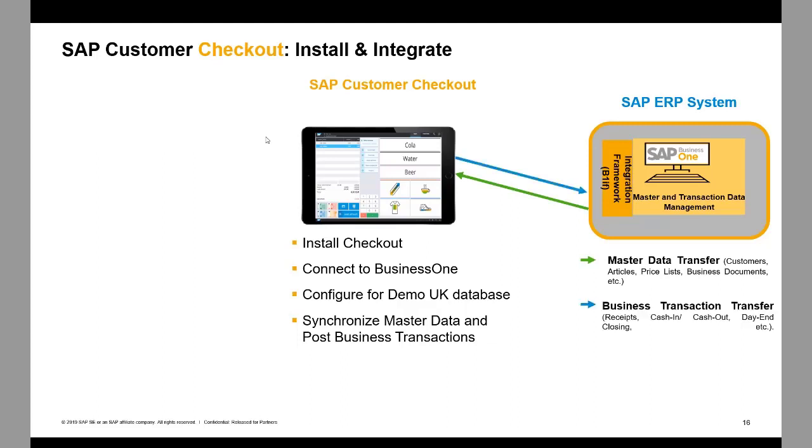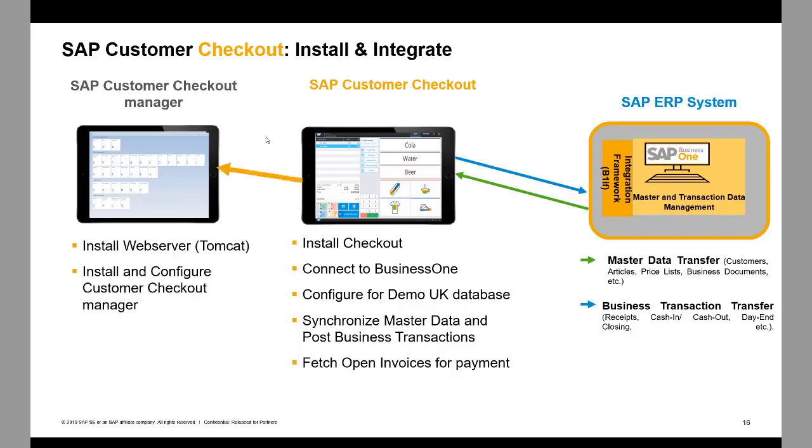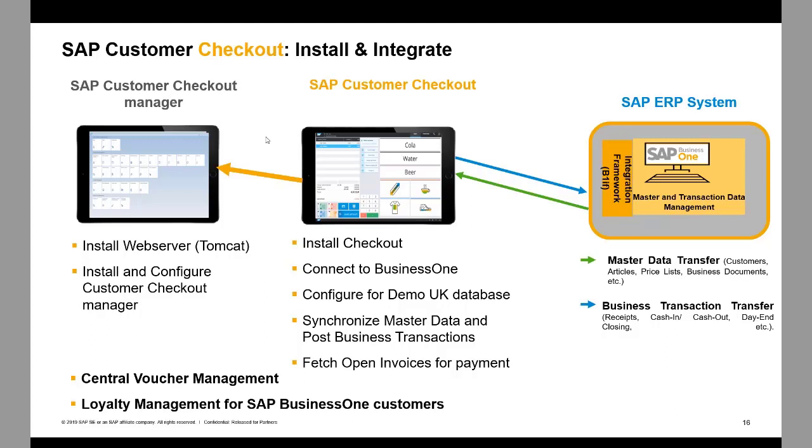This shows you data was fetched and data was sent. We fetched open invoices and made payments. For Customer Checkout Manager, we installed the Tomcat, we installed Customer Checkout Manager and configured Customer Checkout Manager. And then we used two functions which are used across Customer Checkout Manager and Business One. One such topic was Central Voucher Management. Another such topic was Loyalty Management for Business One customers.